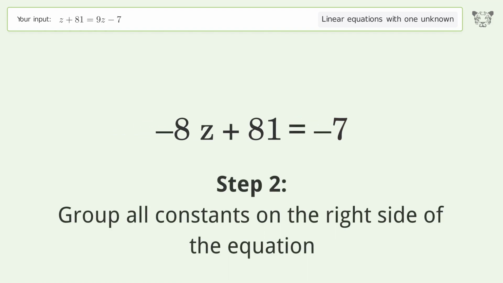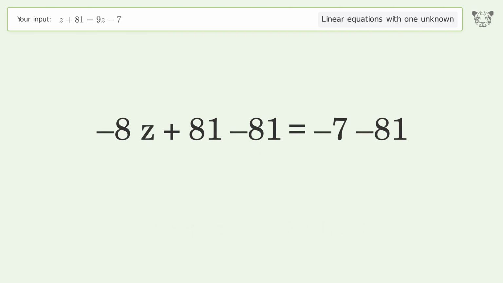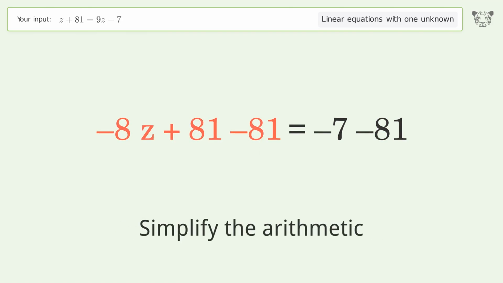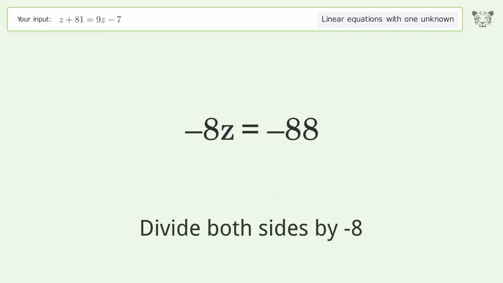Group all constants on the right side of the equation. Subtract 81 from both sides. Simplify the arithmetic. Isolate the z. Divide both sides by -8.